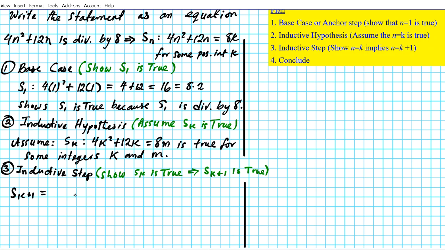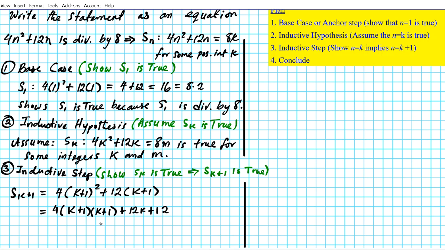So S sub k plus 1 is going to be 4 times, instead of n squared, we're going to use k plus 1 squared, plus 12. Instead of n, we have 12 times k plus 1. Okay. All right. Now we're going to simplify this completely. So let's go ahead and do that. We're going to expand this. We have 4 times k plus 1 squared, so just multiply k plus 1 by itself, and then distribute 12 across k plus 1. So that gives us 12k plus 12.